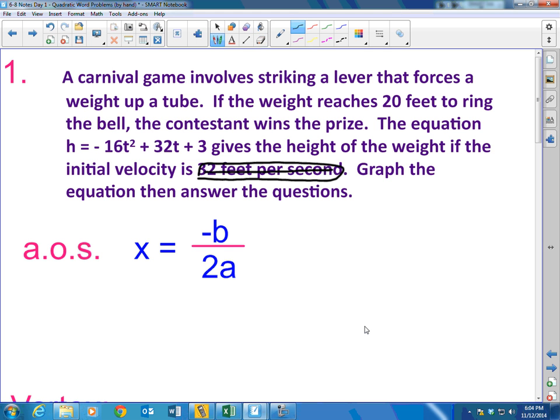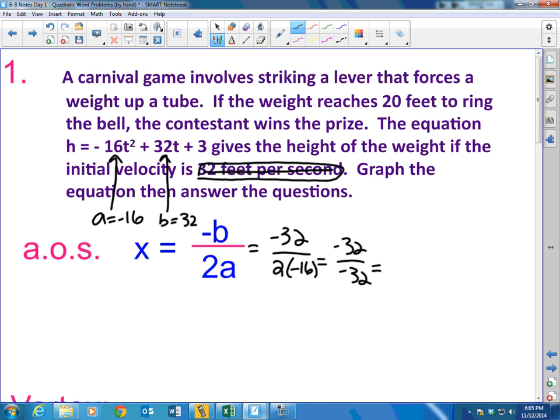So here we go. The axis of symmetry, remember, is negative b over 2a. So in this particular problem, your a is negative 16 and your b is 32. So we will plug that in now and we will do the opposite of b. So the opposite of b is negative 32 over 2a. So that's 2 times negative 16. So I get negative 32 over negative 32, which of course reduces to negative 1. Okay, so that gives me my axis of symmetry.